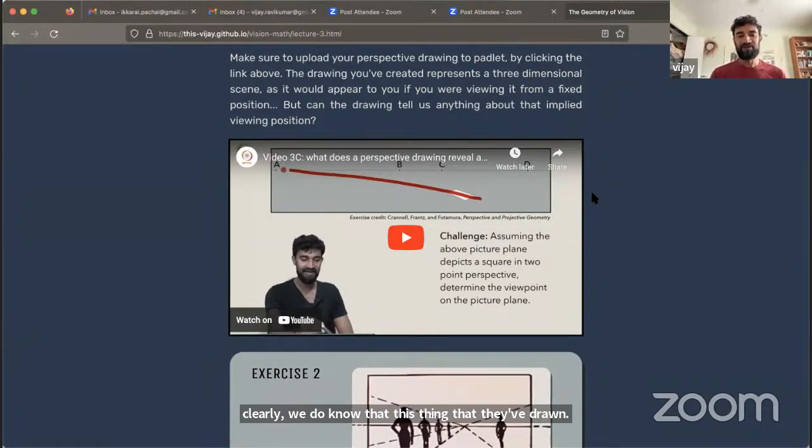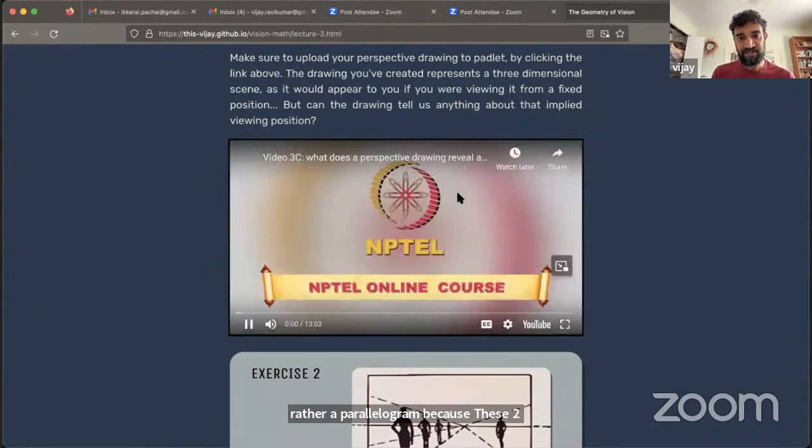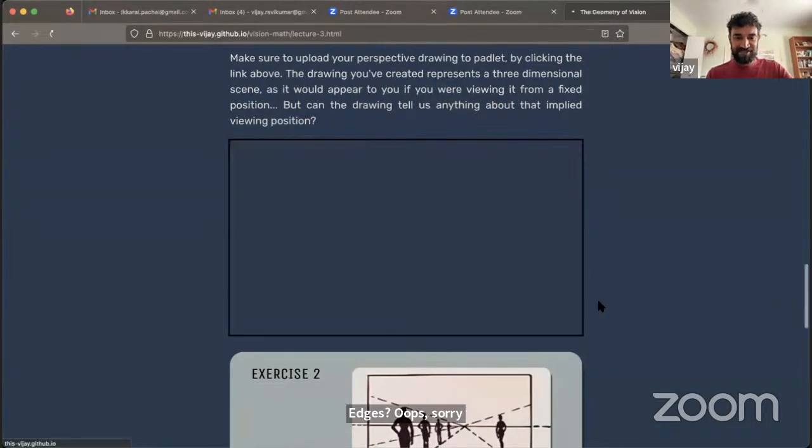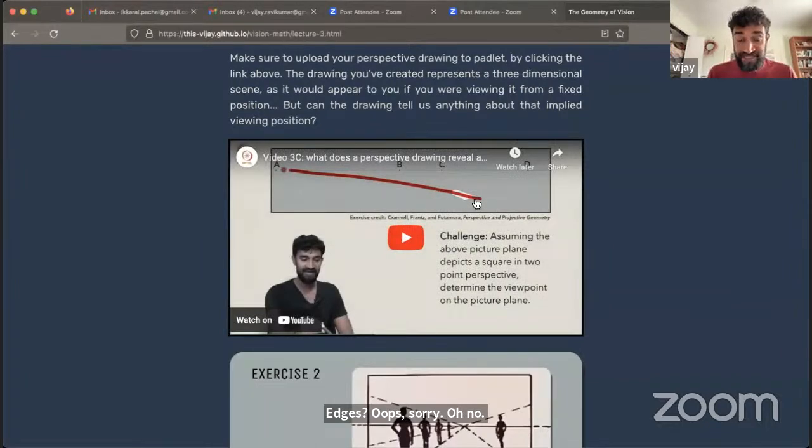We also might suspect that it's not just a quadrilateral, but a parallelogram, because these two opposite edges intersect at a point at infinity. These two opposite edges intersect at a point at infinity. We have a horizon line. So it's reasonable to think, okay, this is an image of a parallelogram.